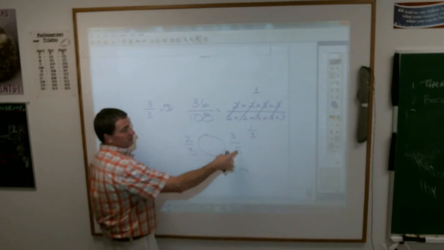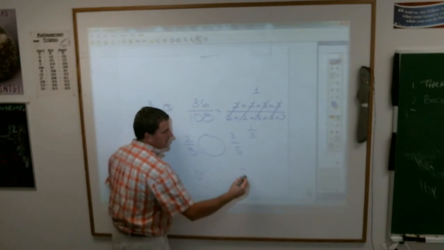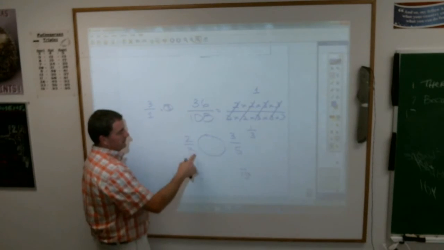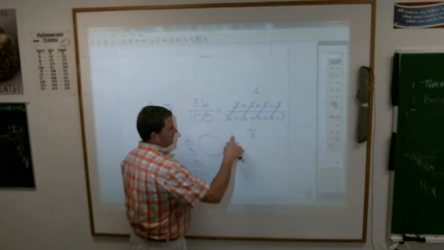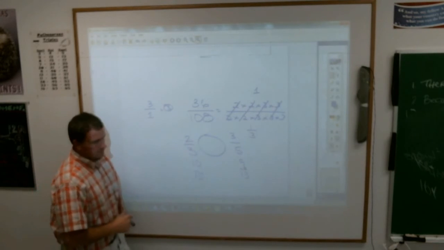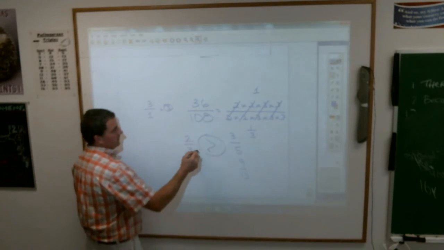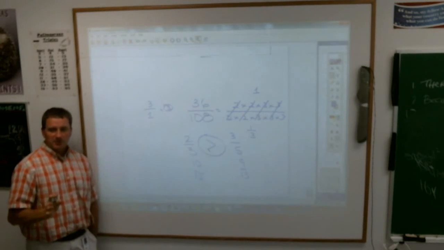What's the common denominator between 3 and 5? The smallest thing that goes into both of them is 15. 3 times 5 is 15, so 2 times 5 is 10. 5 times 3 is 15. 3 times 3 is 9. Which one is bigger? 10 15ths.